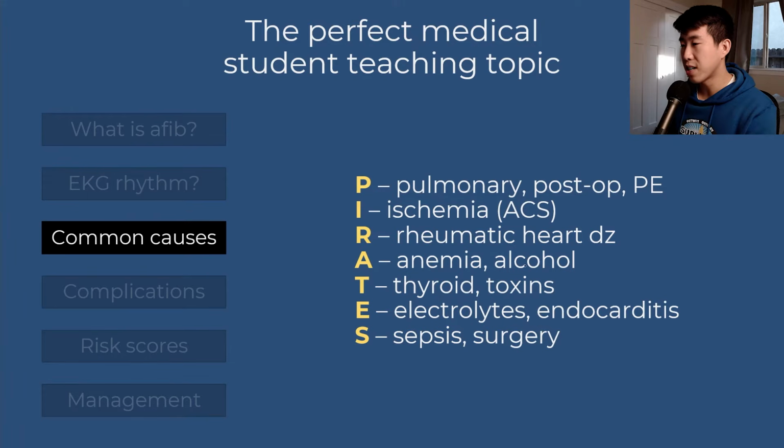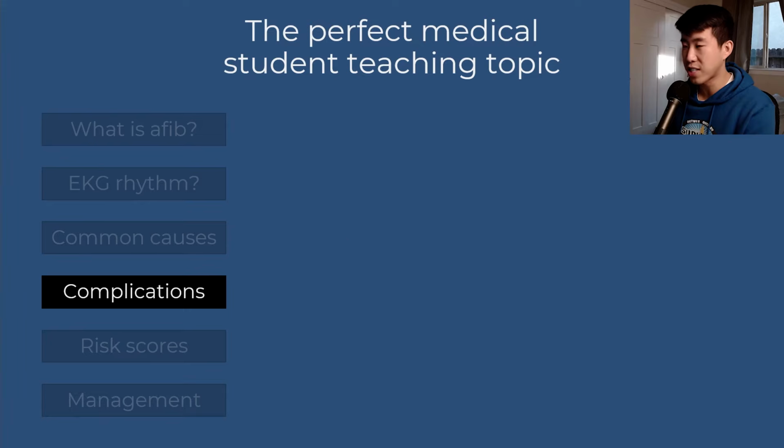A stands for anemia and alcohol. T stands for thyroid and toxins. E for electrolytes and endocarditis, and S for sepsis and surgery. And so this is a really nice mnemonic that your medical students can use to know some common causes of atrial fibrillation. In terms of complications, I make sure that students know why we care so much about atrial fibrillation.